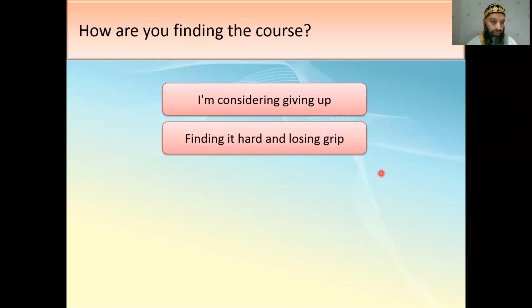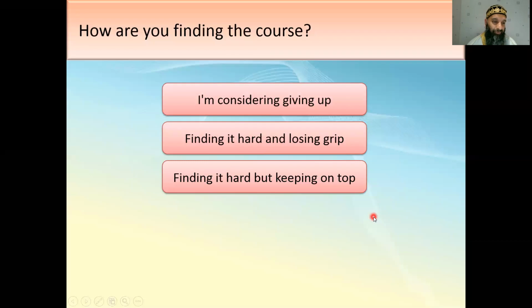Some people are not well. That's okay. Don't worry, go over the recording, ask me, ask the group. Finding it hard but keeping on top. Getting harder. Half and half. Yes, okay, some here. I got a strong no way there. Good. Finding it hard but keeping on top.